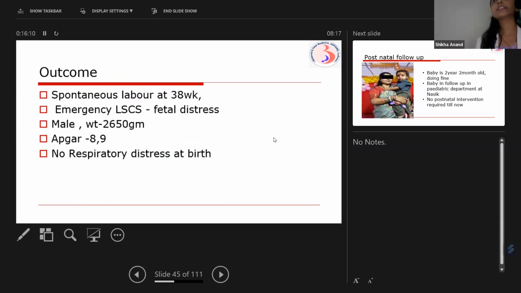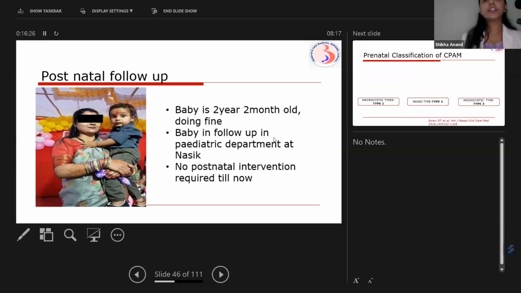The patient went into spontaneous labor at 38 weeks. The delivery was done by cesarean section in view of fetal distress. She delivered a 2.6 kg baby with a good Apgar score, and no respiratory distress was present at birth. The baby is 2 years old now, doing fine, and is in follow-up in the pediatric department at her own place. As you can see, the second birthday of the baby is celebrated, and no postnatal intervention has been required till now.